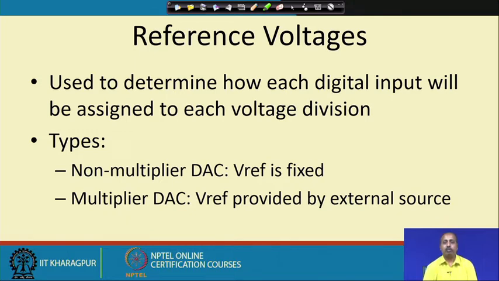Many times you need both positive and negative voltages for the analog output. In that case your Vref can be both positive and negative. On the other hand, if you are looking for only positive output, then this Vref can be set accordingly. Many chips have this type of configuration.